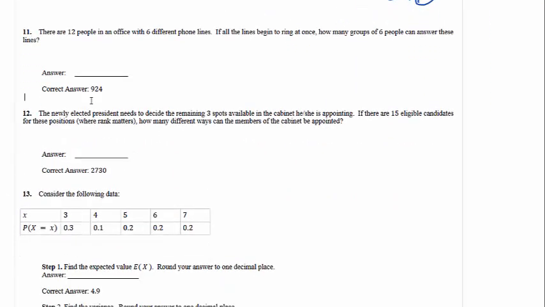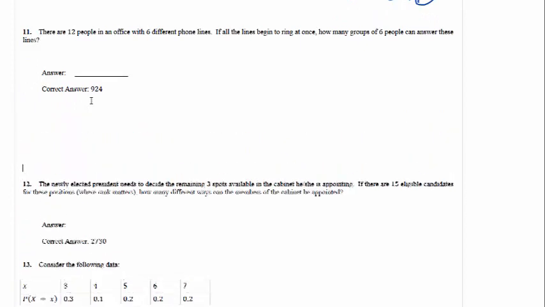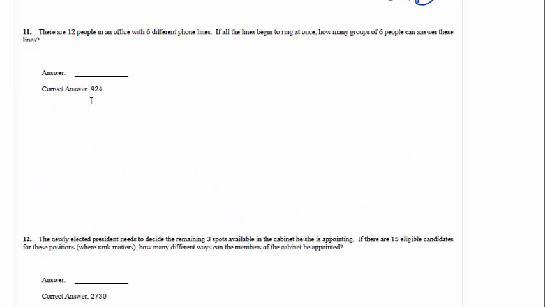Number 11. There are 12 people in an office with 6 different phone lines. If all the lines begin to ring at once, how many groups of 6 people can answer these lines? Okay, so this is a combination permutation question. And the real question is, is this a permutation or a combination? Which one is it? So what's the question that we ask when we have a permutation and a combination? We ask the question, does order matter?